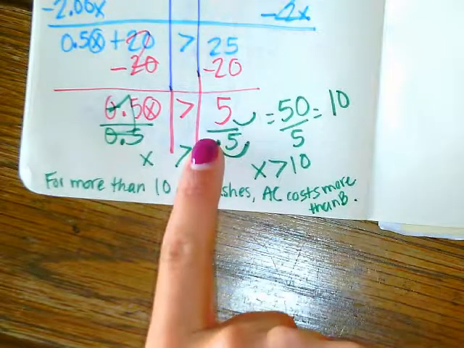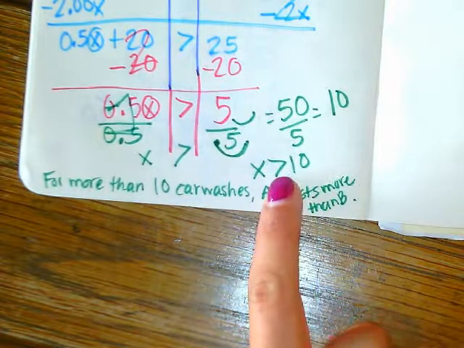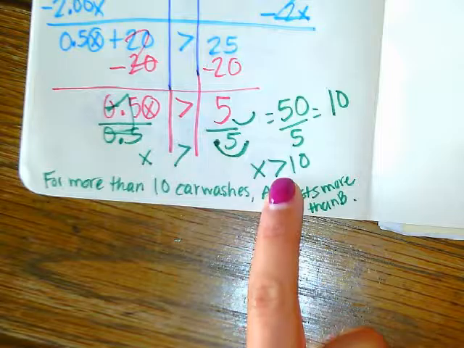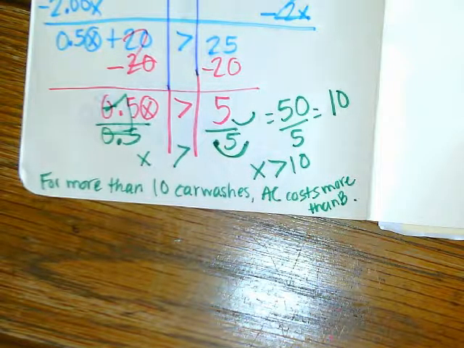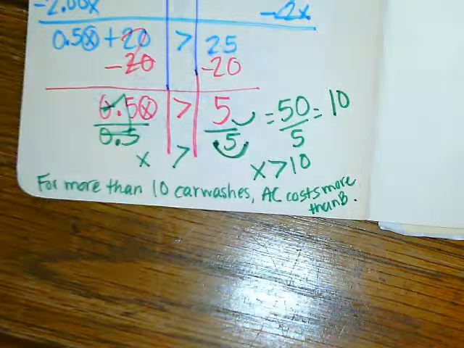Remember, since this is an inequality, your answer is also an inequality. So the answer is not just 10. The answer is more than 10. That's what the answer is, because this is an inequality.